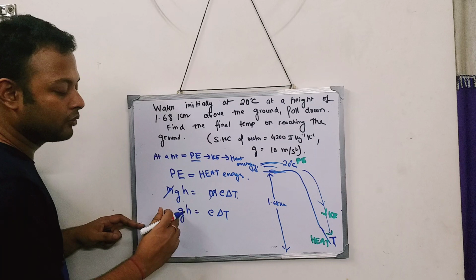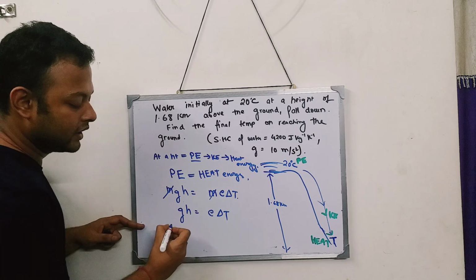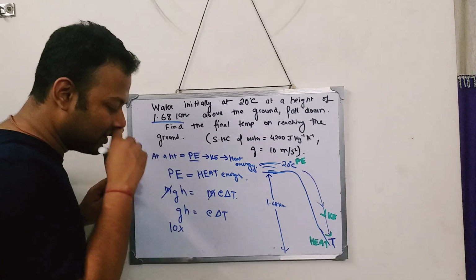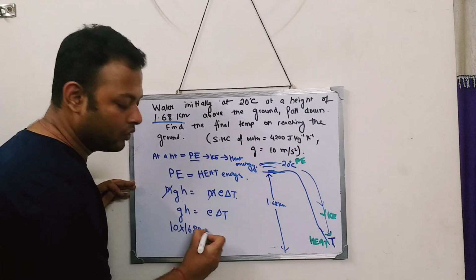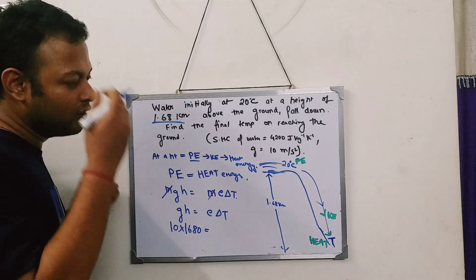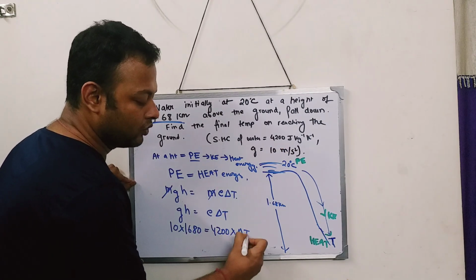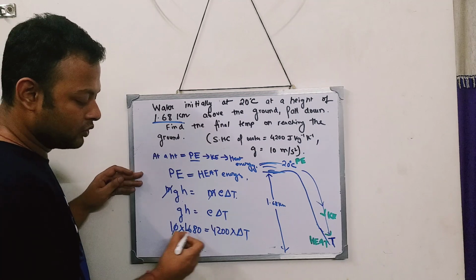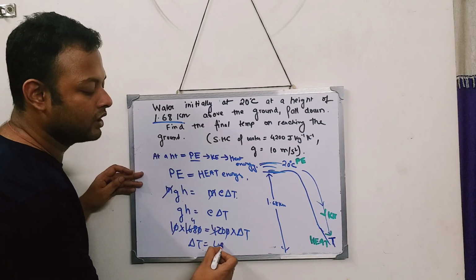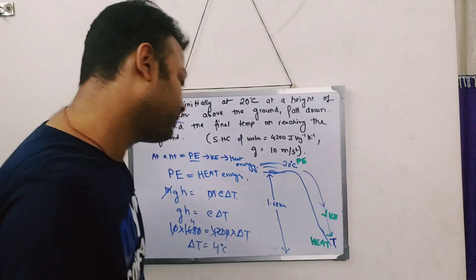Now put the values, because I need to find the value of delta T. G is given as 10. Height is given as how much? 168 kilometer. Convert that into meter. 168 kilometer to meter is 1680. G is 10, H is 1680, and the value of C is given as 4200, and delta T I don't know. If I solve this, the zeros cancel, and this cancels by 4, so delta T comes to 4 degrees centigrade. That is the increase. So the temperature rise is 4 degrees.